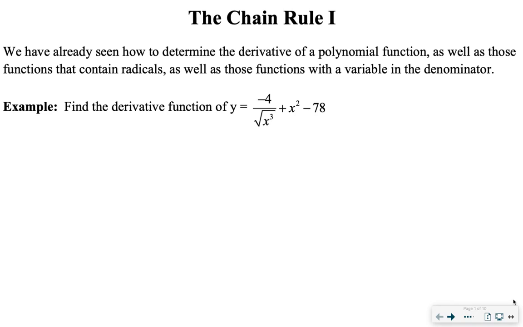We want to find the derivative of the function y equals -4 over square root of x cubed plus x squared minus 78. So first I'm going to rewrite that with a negative exponent and a rational exponent. So we're going to have -4x to the -3 over 2 plus x squared minus 78.